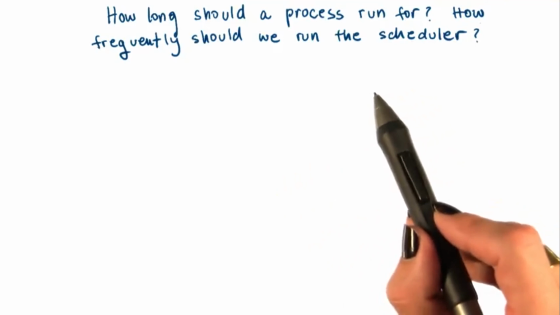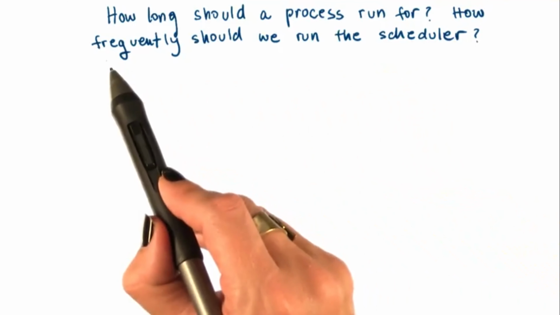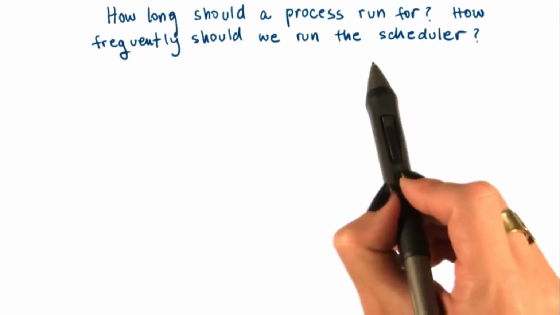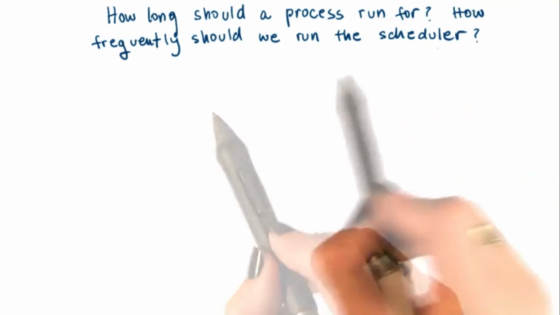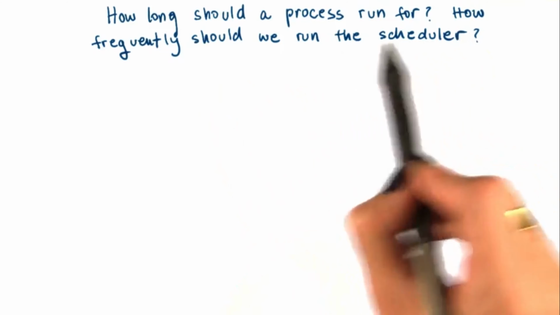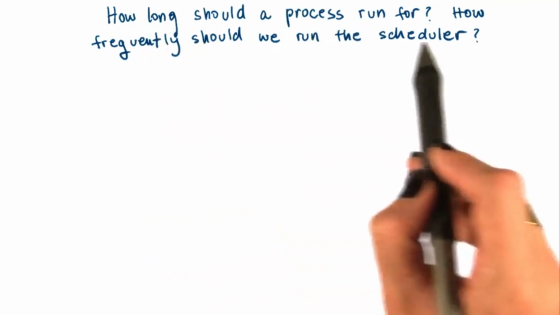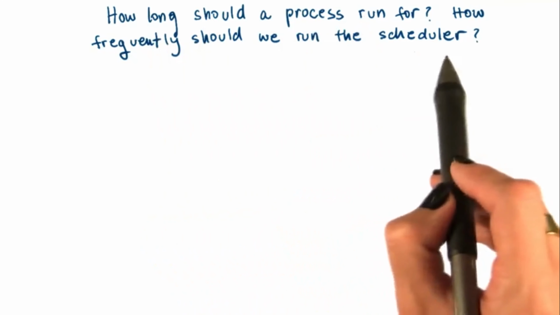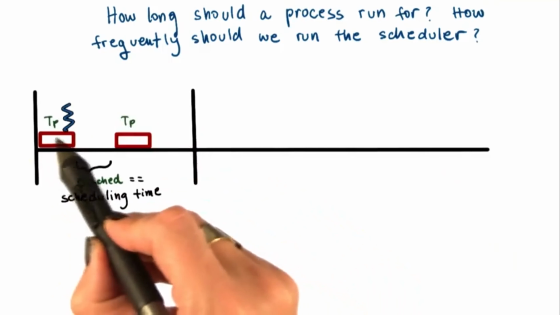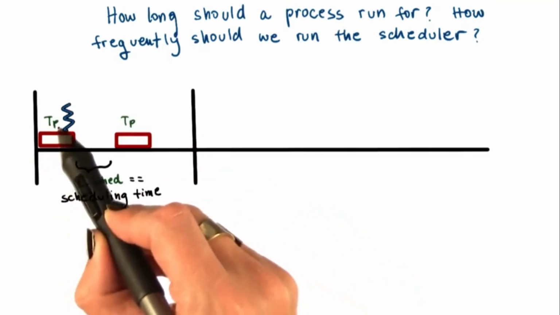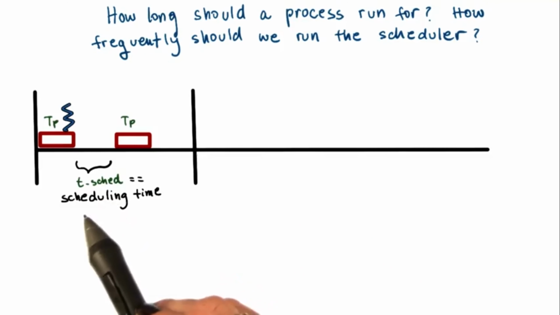Another issue to consider is how often do we run the scheduler? The more frequently we run it, the more CPU time is wasted on running the scheduler versus running application processes. So another way to ask the same question is, how long should a process run? The longer we run a process, the less frequently we are invoking the scheduler to execute. Consider this scenario in which we are running processes for amount of time Tp, and the scheduler takes some amount of time Tsched to execute.